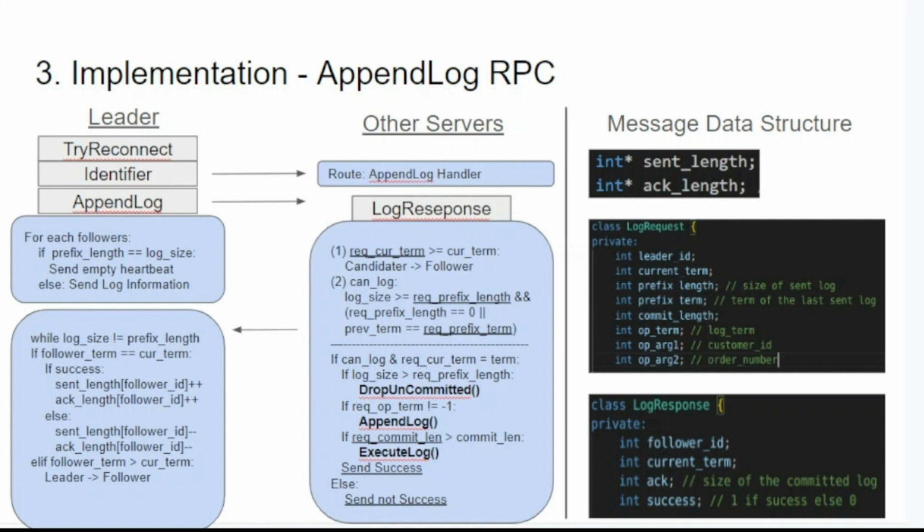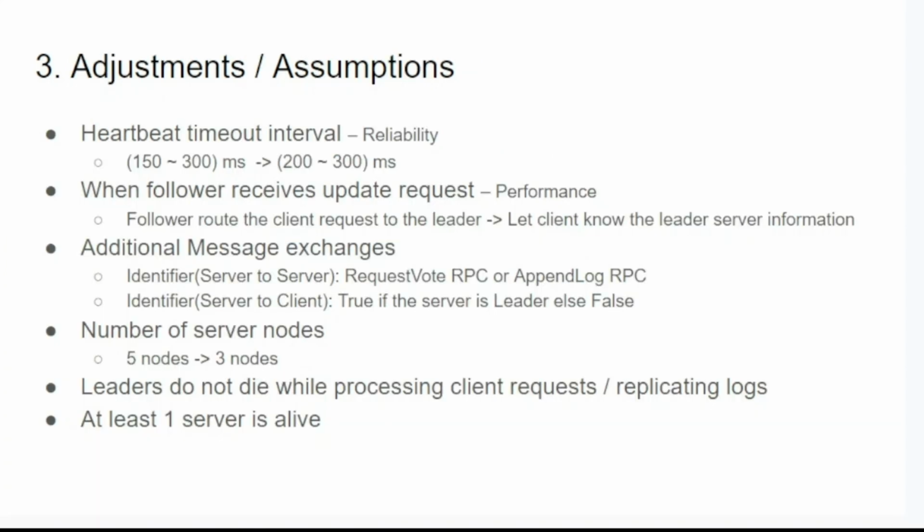For the leader, it simply increases or decreases the value in the array by 1 until all the logs are sent to the follower. Now, with some of the adjustments and assumptions I have made, the heartbeat timeout interval is 1. I changed the range from the recommended 150 to 300 to 200 to 300 milliseconds.